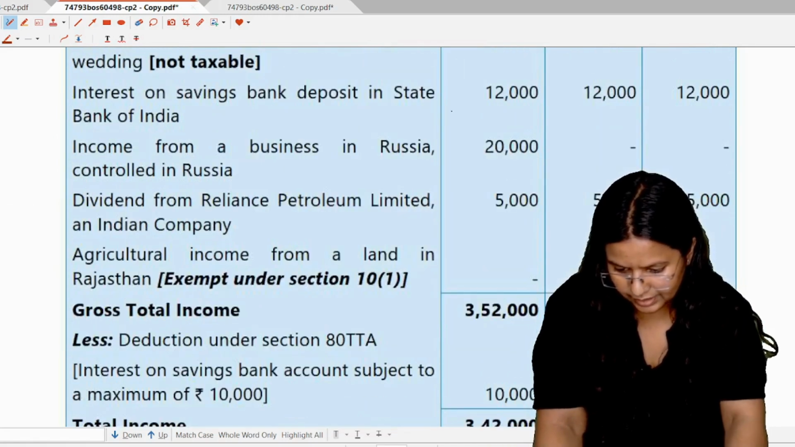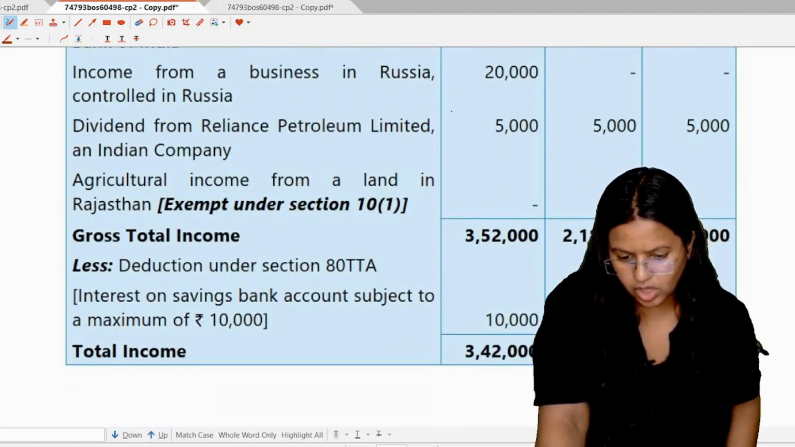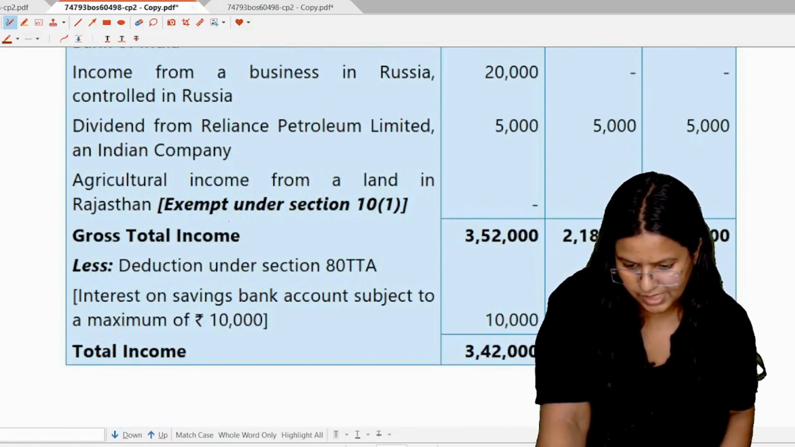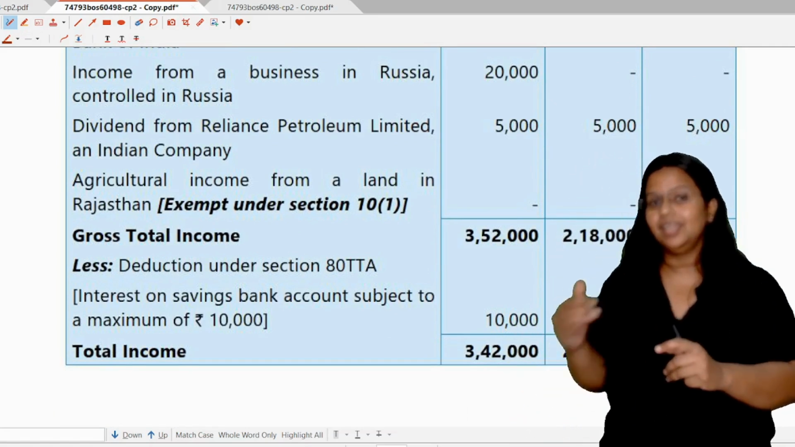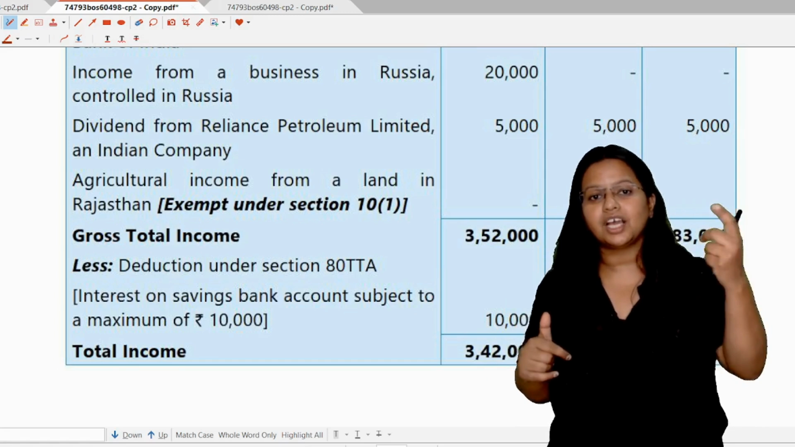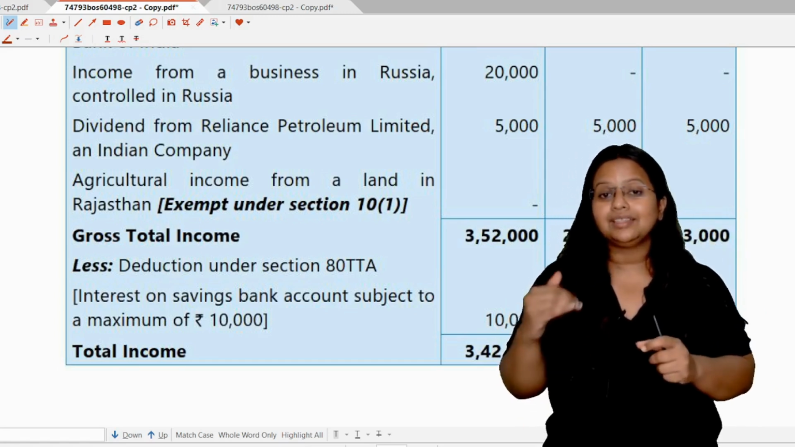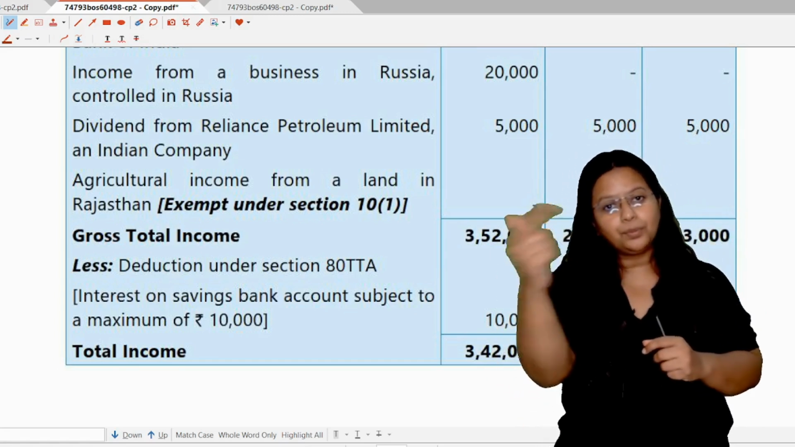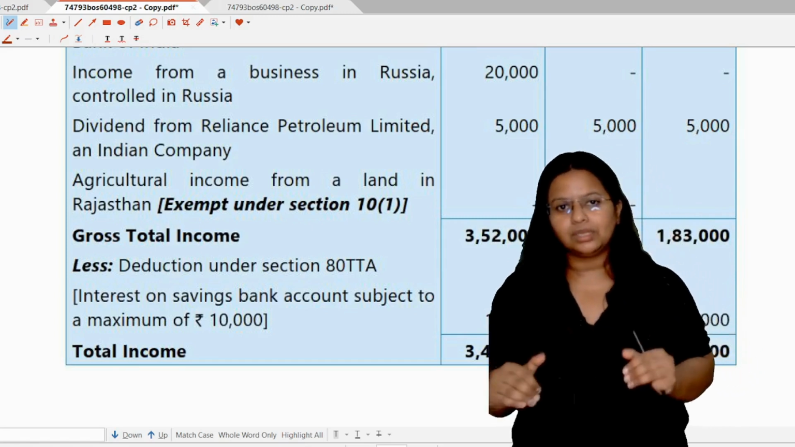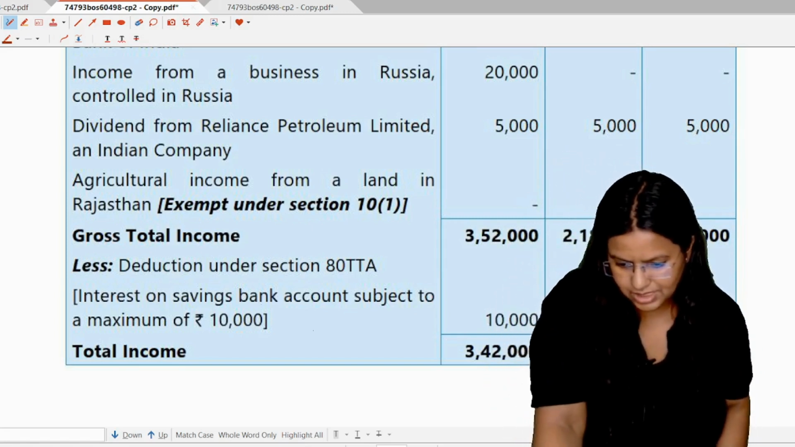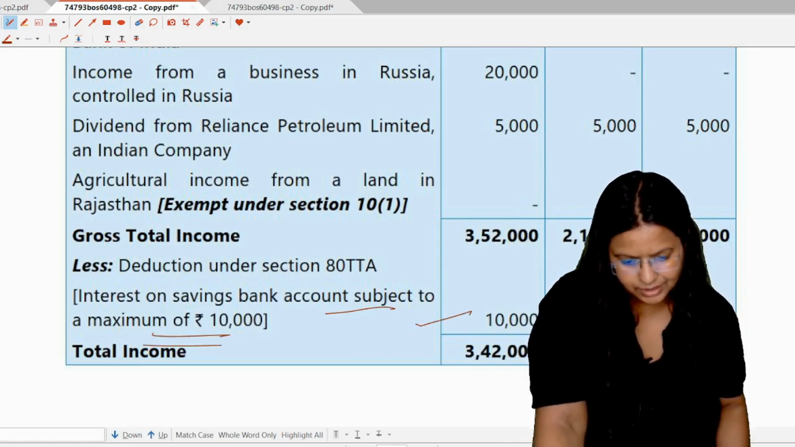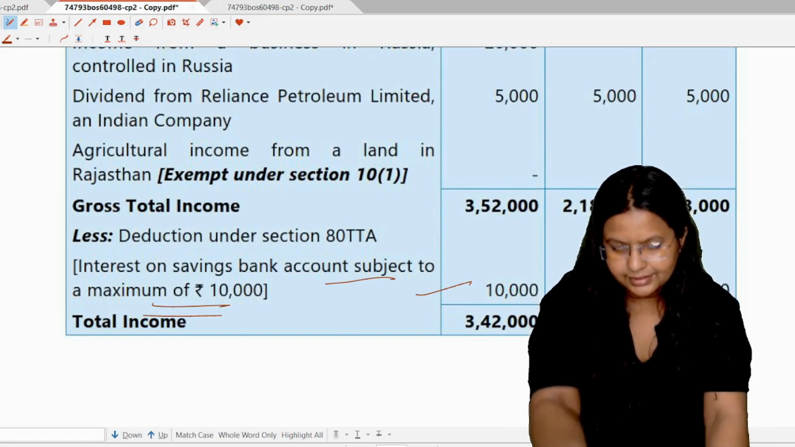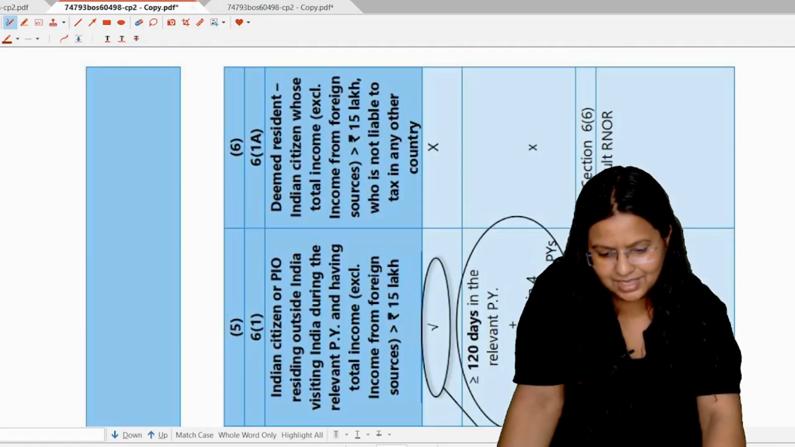Now, this is the GTI, gross total income. But there will be a twist. We have covered section 80TTA in the chapter on deductions from the GTI, and I told you that interest on saving bank accounts up to 10,000 is exempted for all the persons, subject to a maximum of 10,000. We deduct it, then it will be the total income, that is the taxable income.